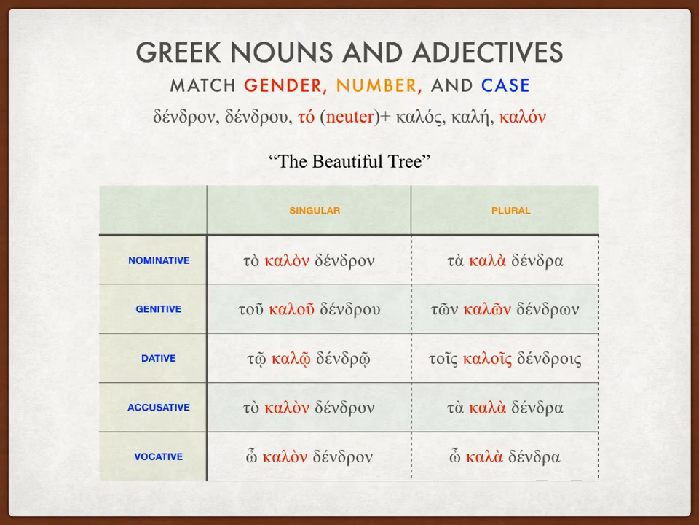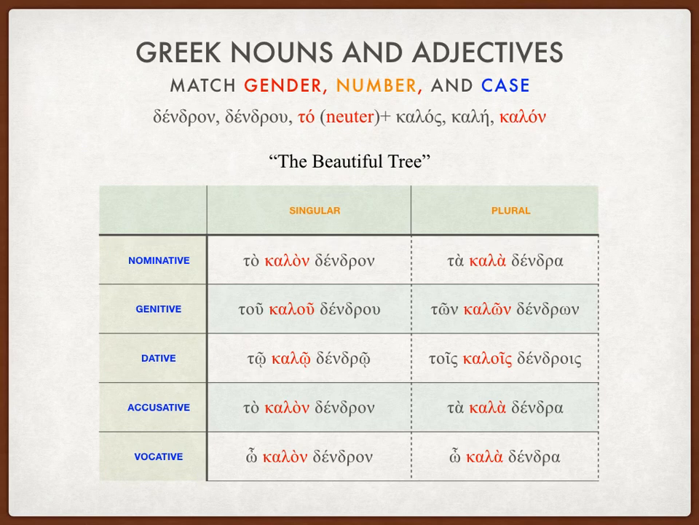So for example, if I'm talking about the beautiful tree, if I want to put all these three things together, let's say I want to match dendron, tree, with the article and with the adjective beautiful. So I know that dendron, tree, is neuter because of that to at the top there. That tells me it's a neuter noun. So I'm going to just start by putting all the different definite articles down. To, tou, tō, to, ta, tōn, tois, ta. I'm done. I know which definite articles I need to use for all the cases and both numbers. Then I can just go through and add dendron, dendrou, dendrō, dendron, dendra, dendrōn, dendrois, dendra.